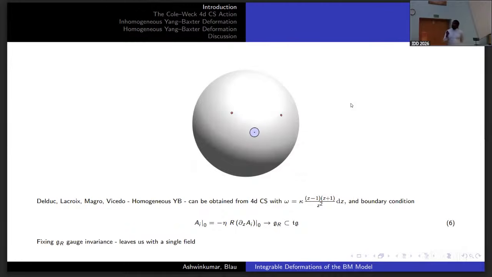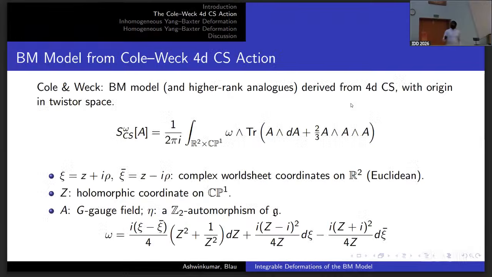And for the homogeneous Yang-Baxter case, we use the same meromorphic 1-form as the PCM, but now the boundary condition itself is deformed. Here, the boundary condition is a mixed Dirichlet-Neumann boundary condition, which involves a skew-symmetric solution of the ordinary classical Yang-Baxter equation. This boundary condition can also be thought of as specifying some isotropic subalgebra of the boundary field space, which is described by the Lie algebra of the tangent bundle group. So again, we need to fix some gauge symmetry, and we are left with a single field, which is the field of the homogeneous Yang-Baxter sigma model.